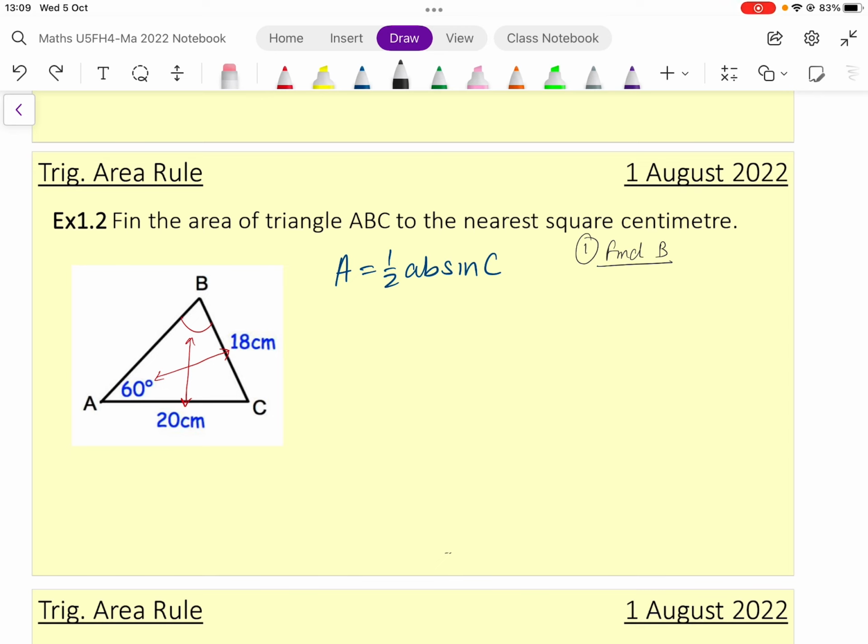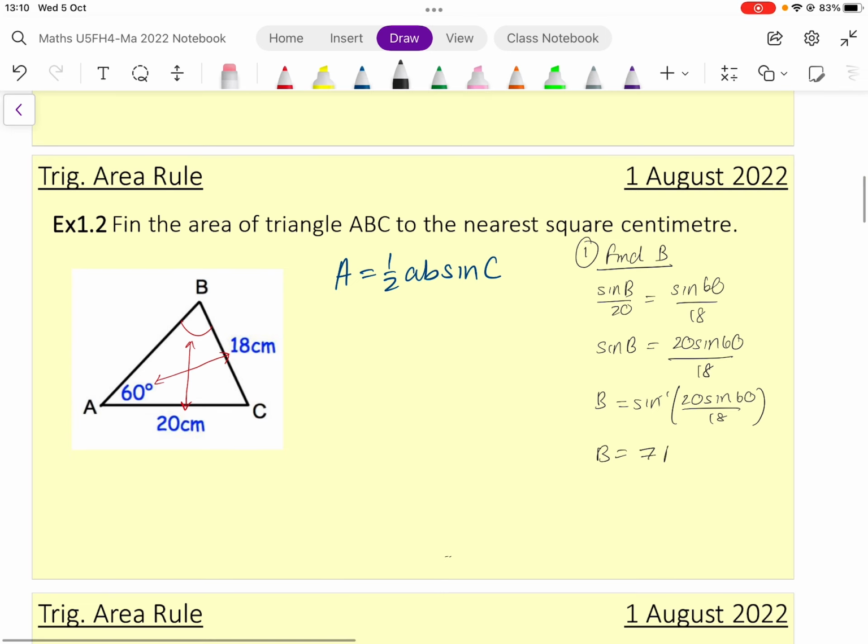So I'm looking for an angle, so sine B over 20 will be equal to sine 60 over 18. Now, that means that sine B will be equal to 20 sine 60 over 18. And then to get the angle B, I need to do inverse sine. So B is equal to the inverse sine of 20 sine 60 over 18. And when you pop that in the calculator, we end up with the number 74.2 and so on. Now I'm storing this in my calculator as A, because I don't actually really care about this angle. I'm only going to use it to find angle C.